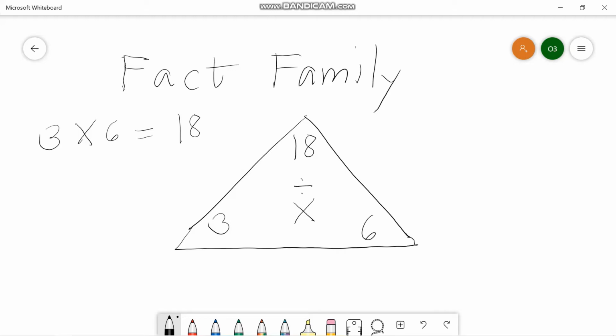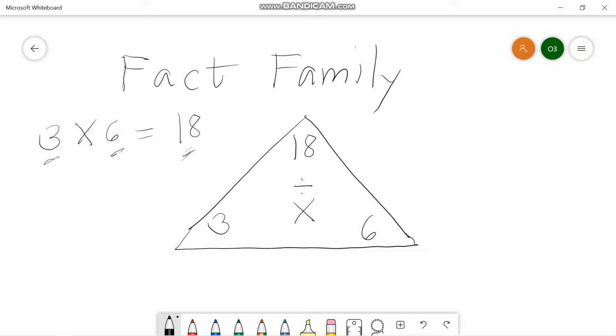Okay, so number one, there are two methods that I'm going to teach you to get the multiplication and division sentences. But the first one is using a fact family. So you will see in this example, I wrote 3 times 6. Okay, we know that 3 times 6 is equal to 18. Okay, so I put it inside a triangle to show you the relationship of these three numbers. Okay, so 18, the biggest number, should be at the top of the triangle, and 3 and 6 on the other side of the triangle.